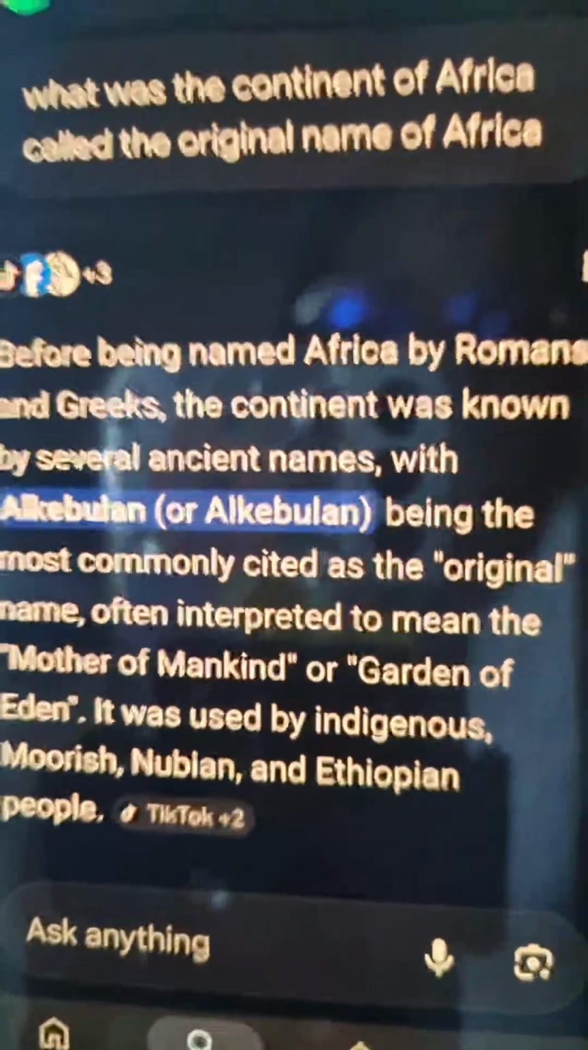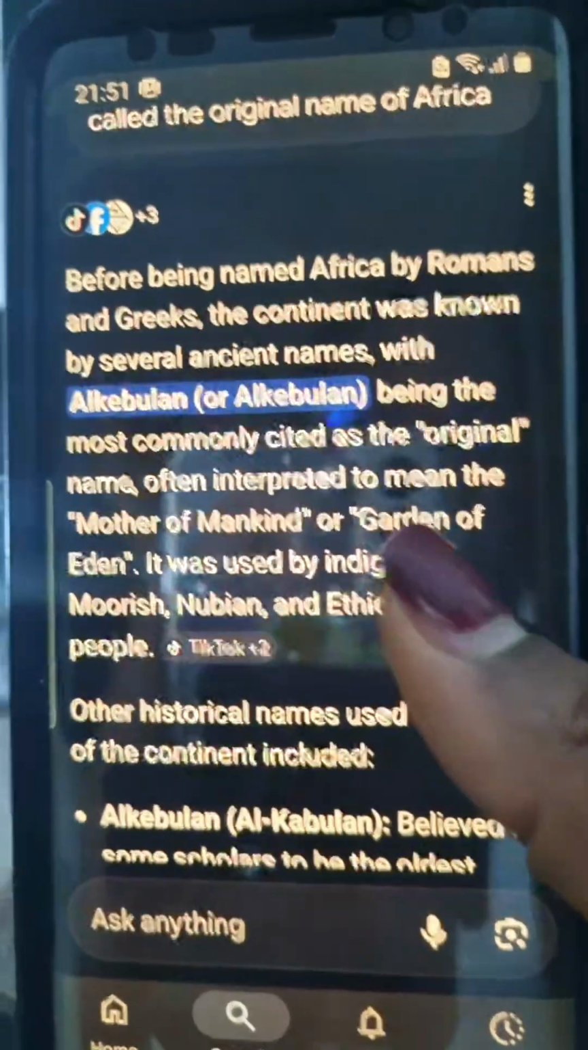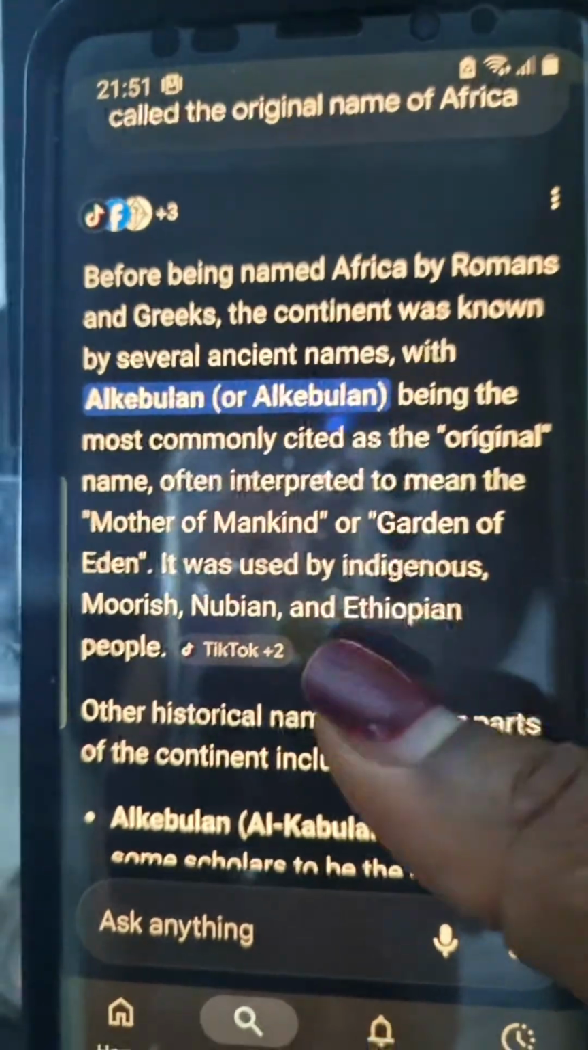Aha. Before being named Africa by Romans, imagine now Romans and Greeks named the continent Africa. The continent was known by several ancient names, which I don't know how to pronounce well. Alkebulan. Let me show you so that you can see if you can pronounce it for yourself. It's not Africa. You didn't know before. Africa is not the real name of our continent. See it here. It's been named by several ancient names. So this is one of them.